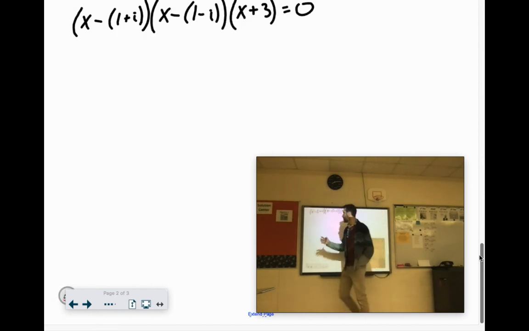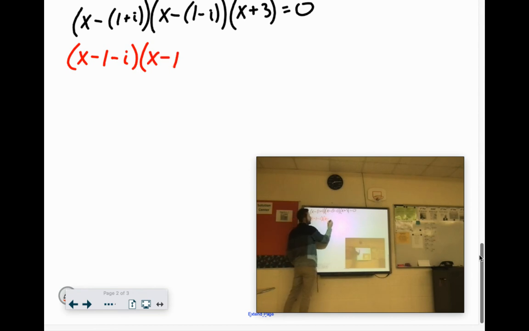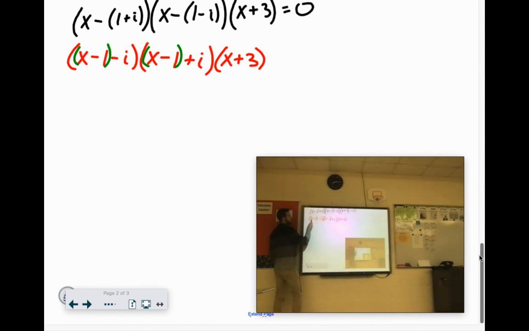A lot of work, but all right, let's distribute the negatives here. So that would be x minus 1 minus i, x minus 1 plus i, and the x plus 3. Honestly, we're going to ignore the x plus 3 until later. We're going to work on the stuff on the left here. So if we can associate the x minus 1's together, now we have the difference of squares. We have x minus 1 minus i and x minus 1 plus i. So you square the first term, you put a minus, you square the last term.